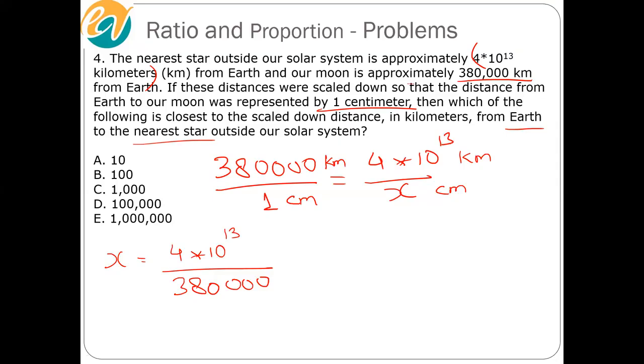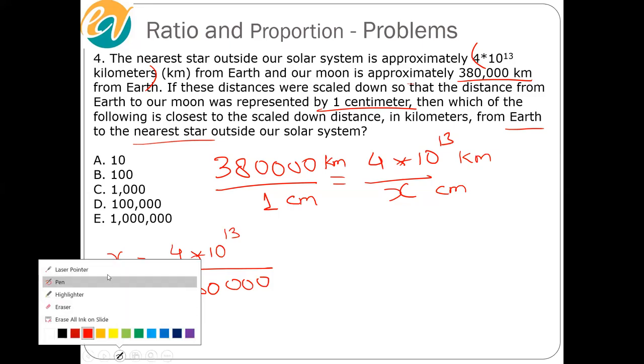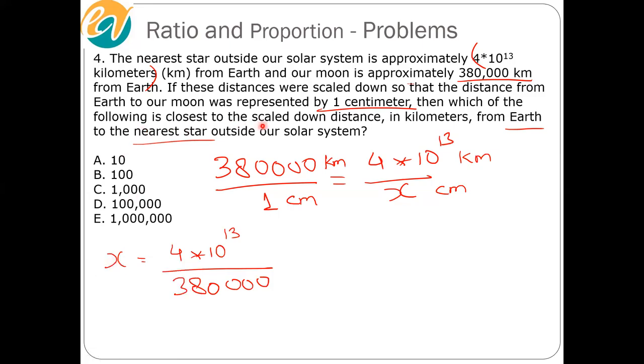Correct? Now, you need to read the question carefully, by the way. What does the question say? Which of the following is closest to the scaled down distance? Now, notice it's not asking us in centimeters, it's asking us in kilometers. So obviously x is in centimeters, but as per the question, we have to convert it in kilometers.